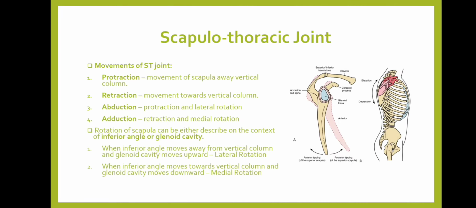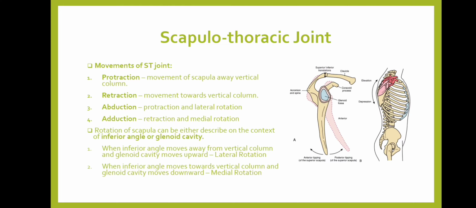Now we will talk about the movement it permits. There are 4 movements: protraction, retraction, abduction and adduction. In protraction, the scapula moves away from vertical column. In retraction, the scapula moves towards vertical column. In abduction, protraction and lateral rotation happen simultaneously. In adduction, retraction and medial rotation happen simultaneously.